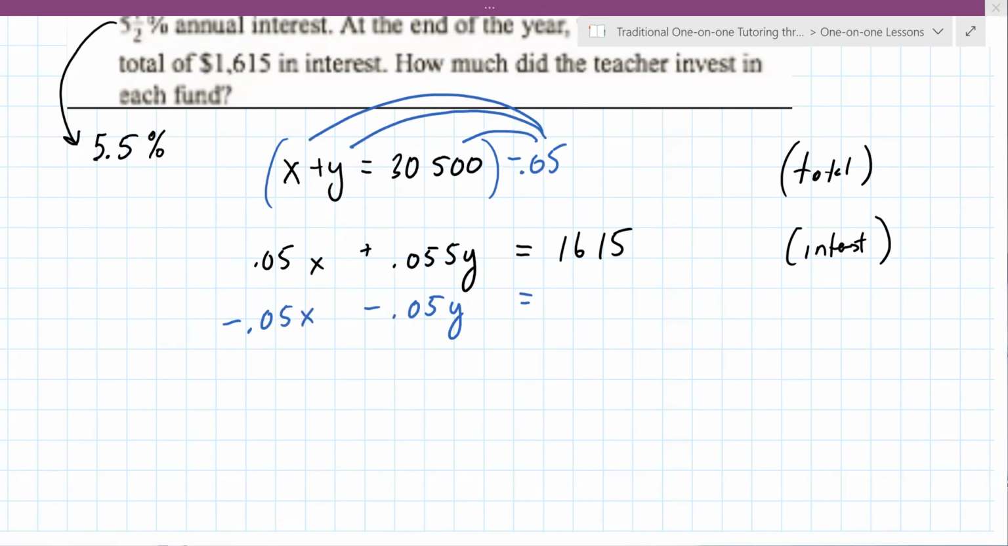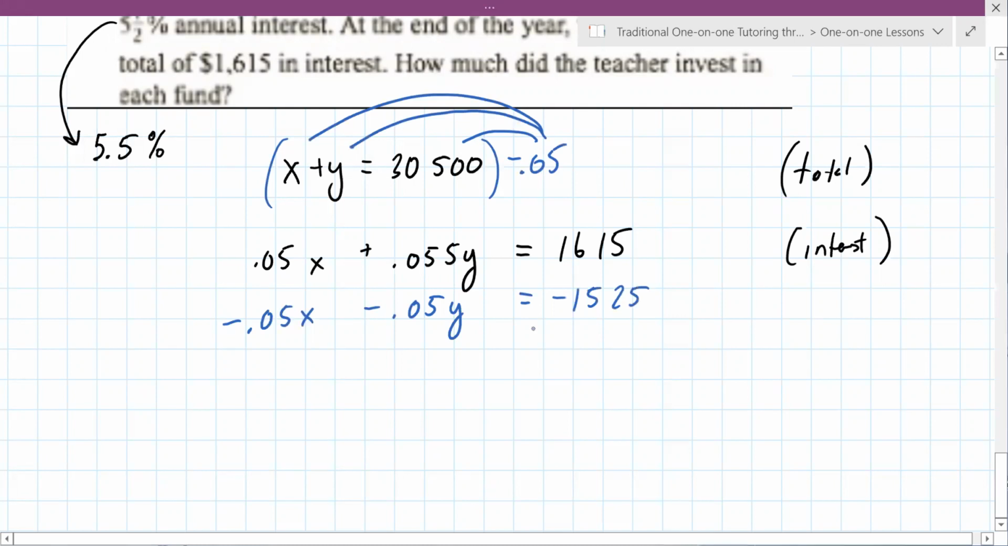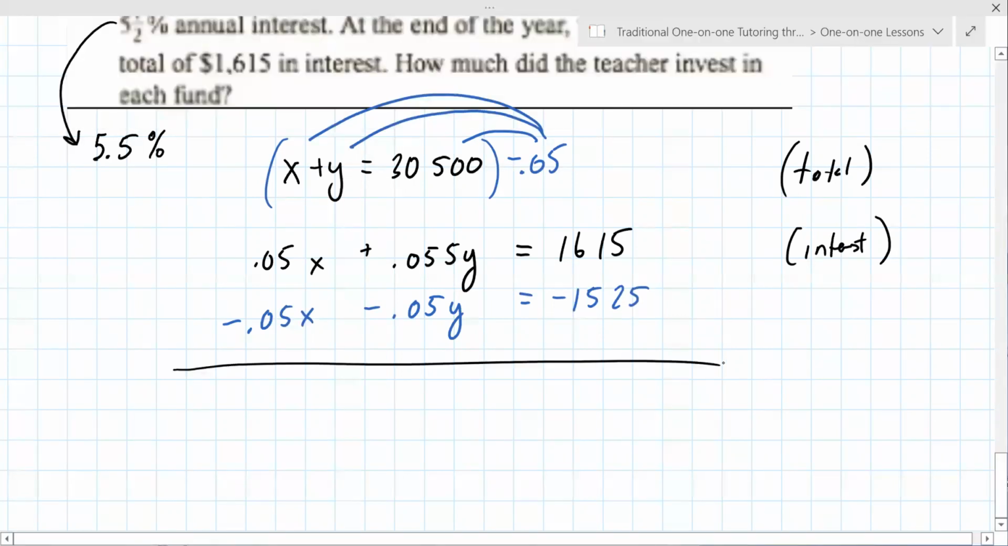Going to my calculator, and we got minus 1525, like that. Okay, so tell me the result once you get caught up here, once you add vertically.